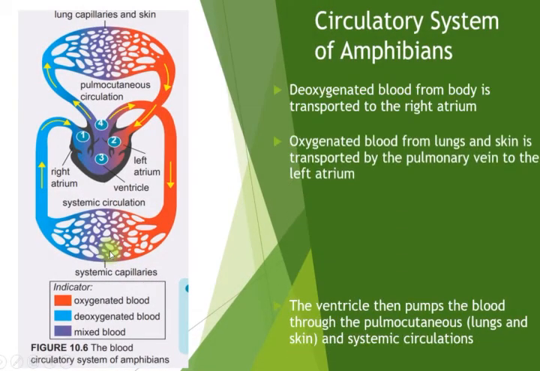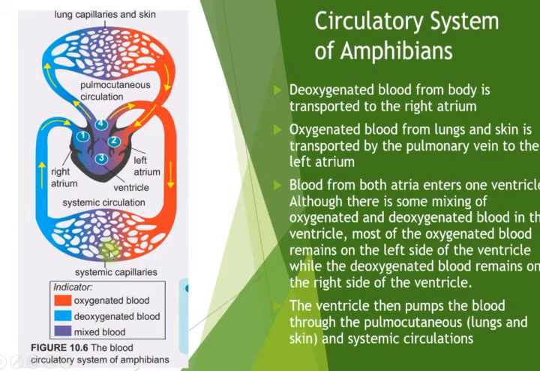Let's take a look at the diagram here. This is the heart of the amphibian that consists of three chambers: two atria, the right atrium and left atrium, and another one is the ventricle. Why atria? Because it is plural. Two atria and one ventricle.